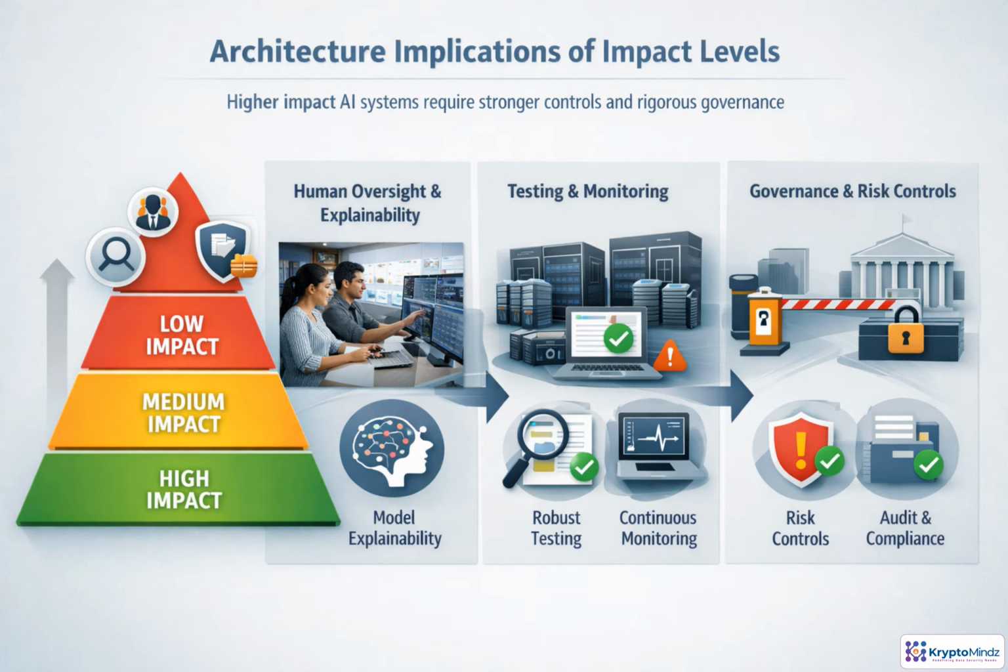Impact classification should not be a label that sits in a register. It should drive design choices. As impact rises, the architecture needs stronger human oversight, clearer explanations, more complete documentation, and tougher testing before release. It also needs more frequent monitoring after deployment, because failures matter more. Approval gates should match the risk, especially when a system affects safety, rights, legal status, or critical operations. The key discipline is traceability. Connect the assessment result to specific controls, audit logs, fallback paths, escalation workflows, and evidence that those controls keep working.